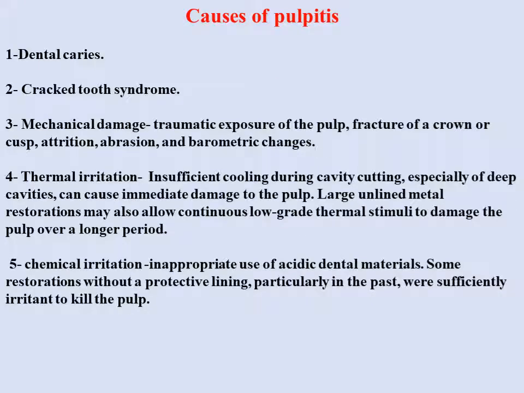The causes of pulpitis عندنا dental caries, cracked tooth syndrome، وهذه الاثنين ممكن نحطها بالكاتيجوري of bacterial causes. بعدين عندنا mechanical damage, traumatic exposure of the pulp, fracture of crown or cusp. بعدين attrition أو abrasion اللي يسبب لنا tooth tissue loss بالenamel والدنتين, which might lead to exposure of pulp or trauma to the pulp. بعدين عندنا barometric changes، هذا اللي يصير عند الطيارين والغواصين نتيجة الاختلاف بالbarometric pressure.